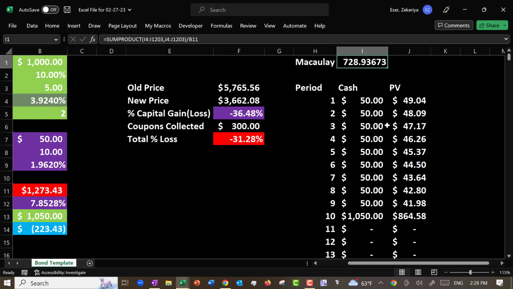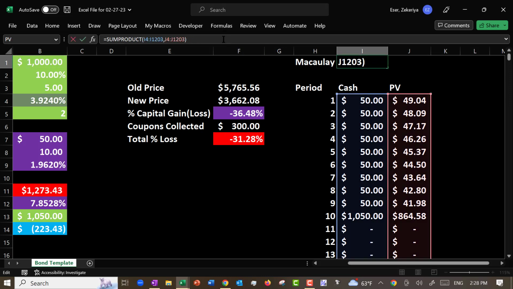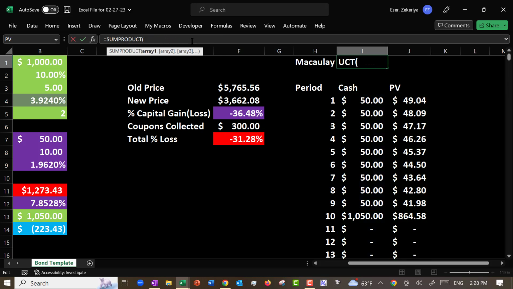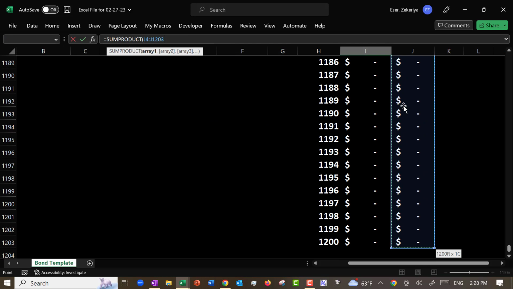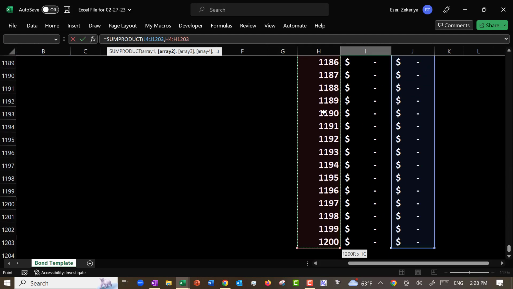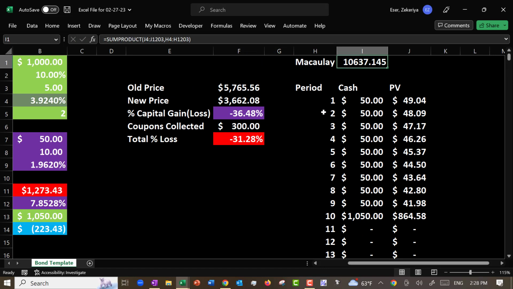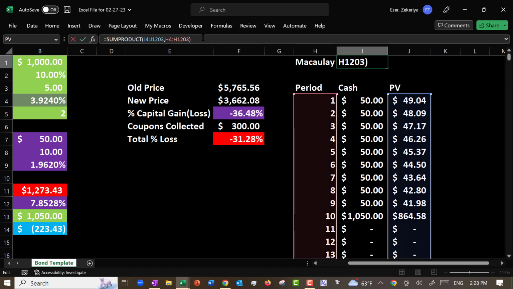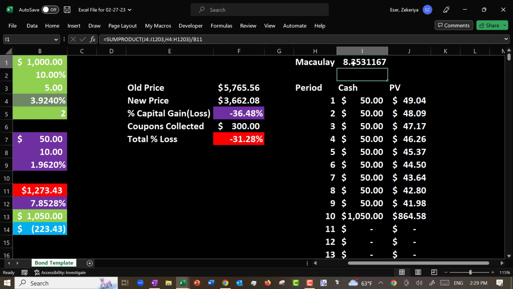The things that I need to add up are the PVs with the number of periods, not the cash. Then divided by the bond value. The answer that you get is in terms of number of periods, not number of years. So multiply it with this with coupon frequency.